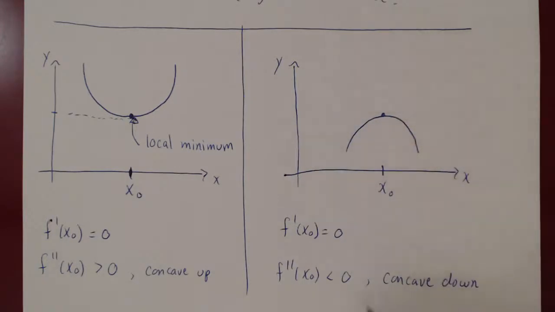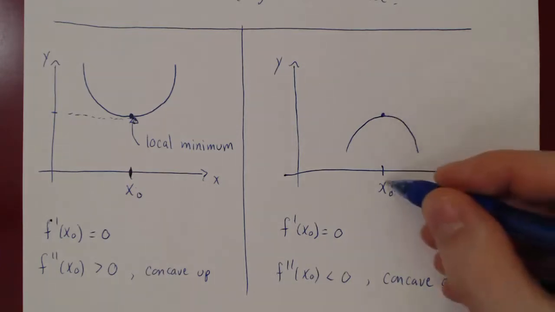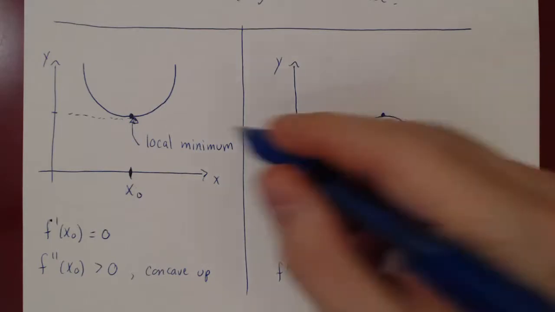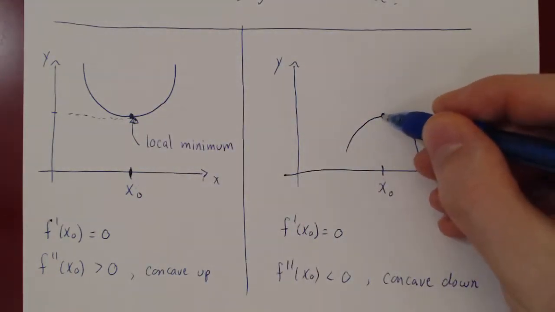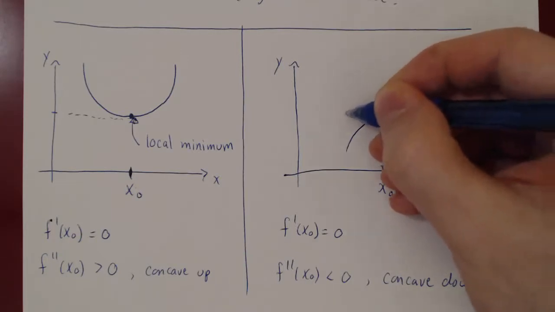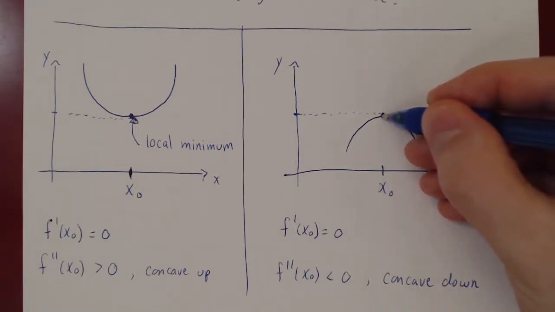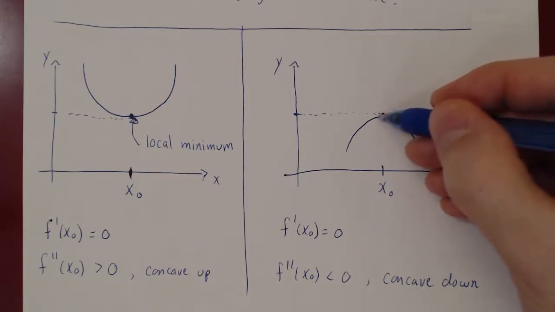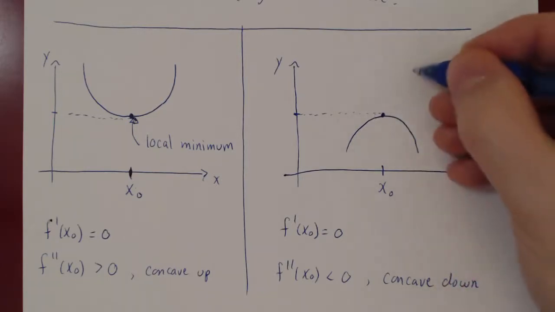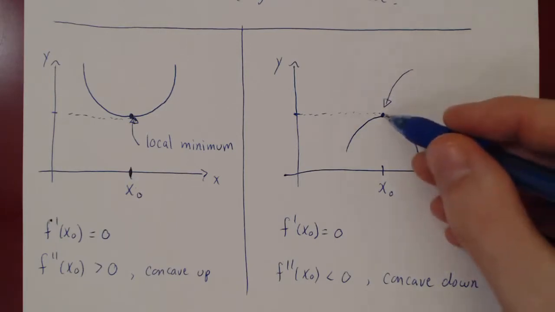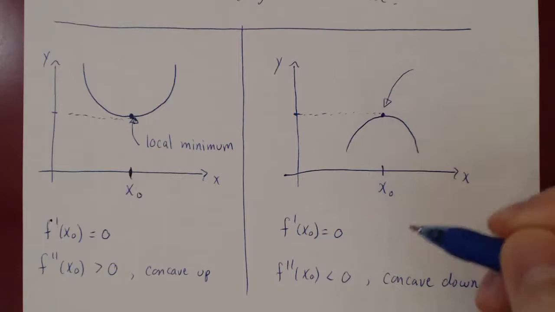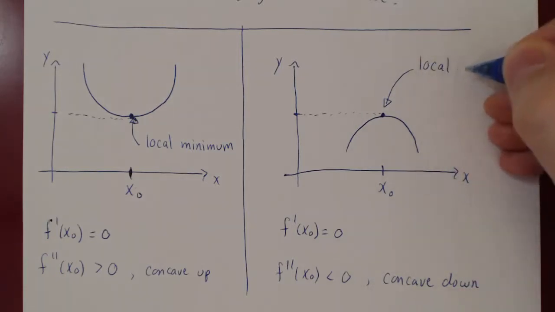Now look at the second case. If the derivative at x0 is equal to 0, the curve is flat there. The second derivative is negative, therefore the curve is concave down. Then if you look around the point x0, you see the opposite. The curve reaches its maximum value at x0. You see, around x0, the largest y value is exactly the one at x0. Any other y value is a little smaller. So if you look around this point, the function attains its maximum value at x0, and so we call this a local maximum.